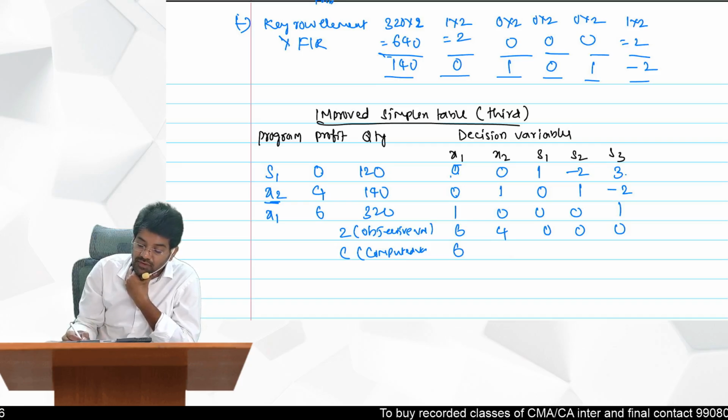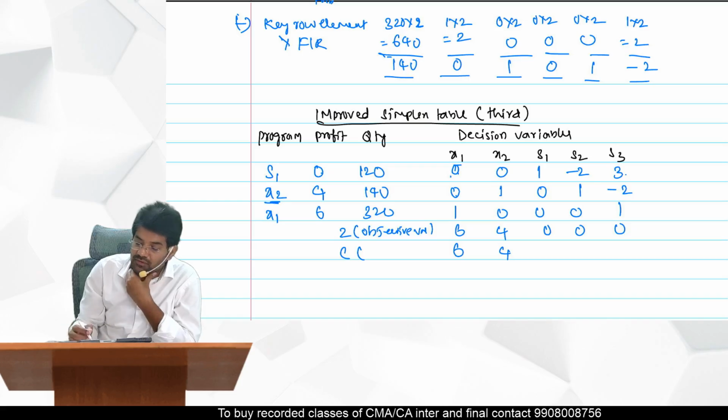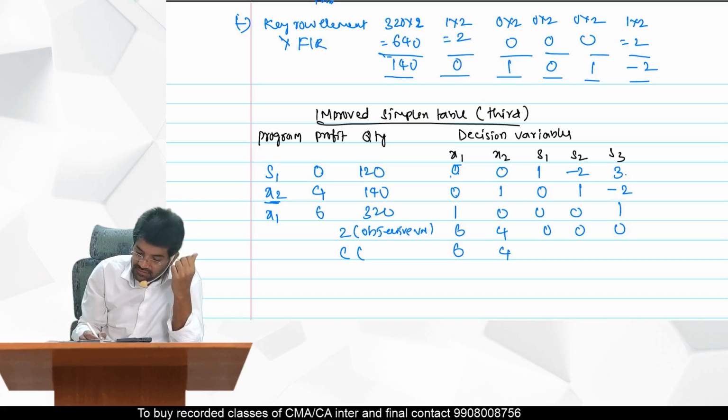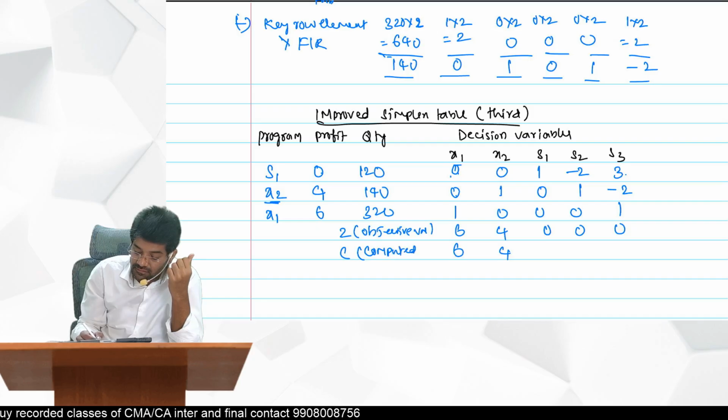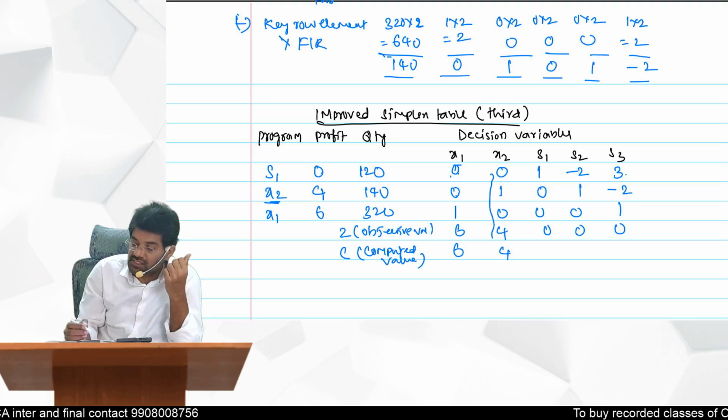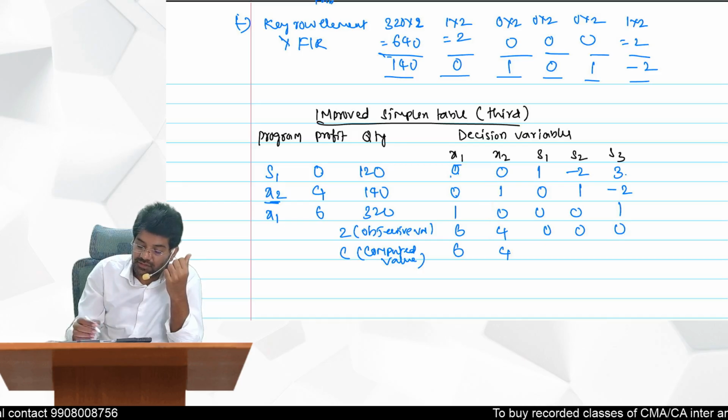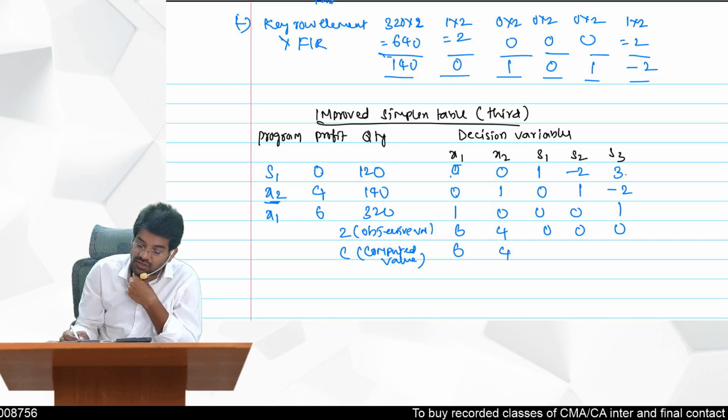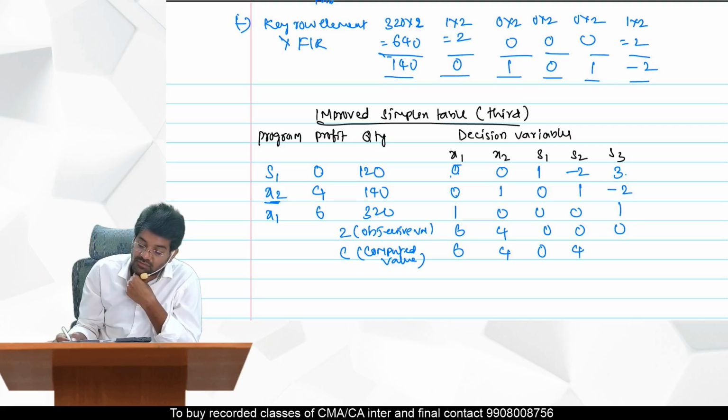So how do you get the computed value? Summation of profit per unit into the coefficients of the variables. Third one, 1 into 0, 0 into 4 plus 0 into 0. Minus 2 into 0, 1 into 4, yes, 4. 3 into 0, minus 2 into 4 is minus 8. Minus 8 plus 6, minus 2.